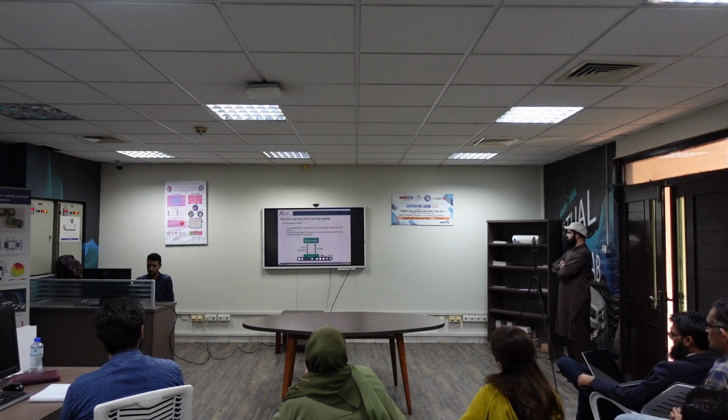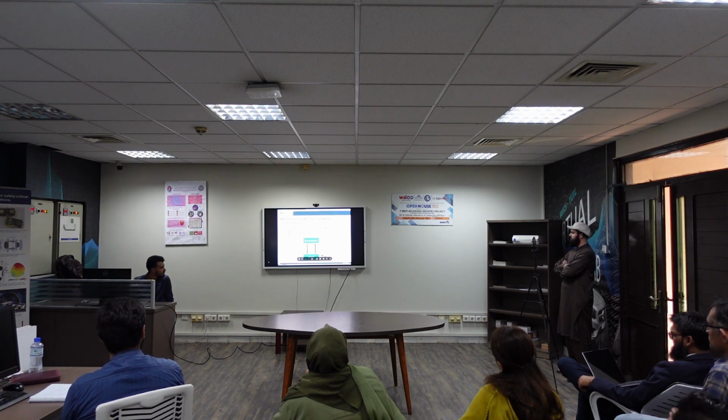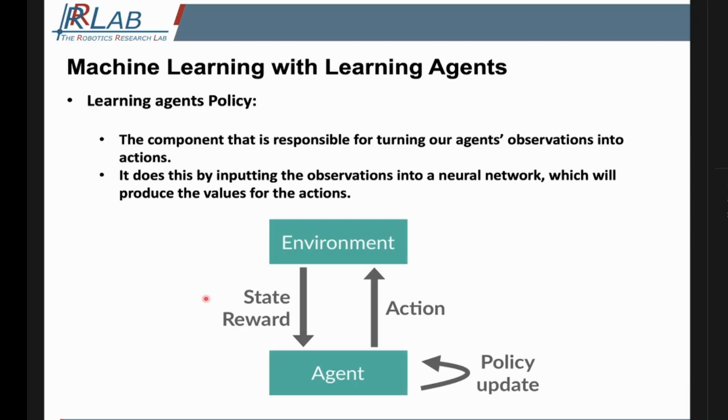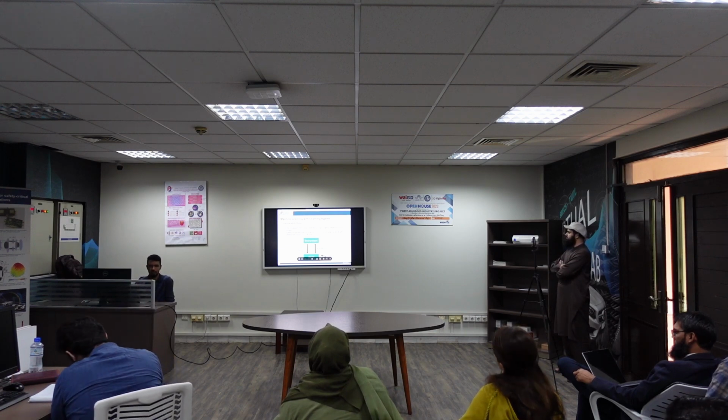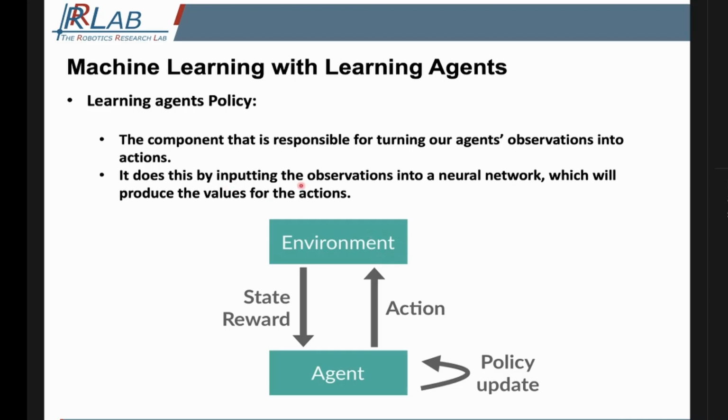Then comes the policy, which we don't do much with in this block. For the policy I just use the default values. We can test different algorithms, but I haven't played with them. I'm not sure what exactly other tools or models we can use, but I just use the default values directly. The policy block, as I mentioned, takes the observations and decides which actions should be taken by the bus. It does this by inputting the observations into a neural network, which will produce the values for the actions.